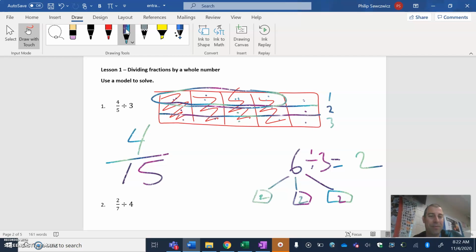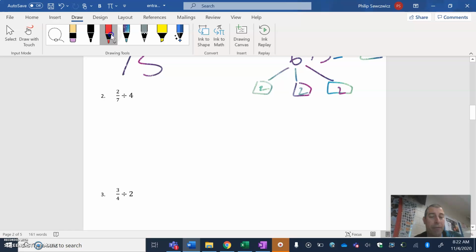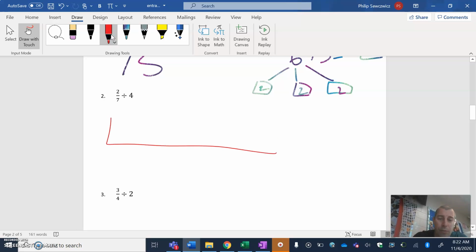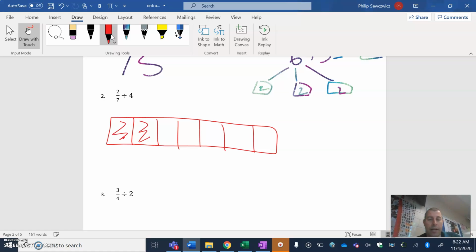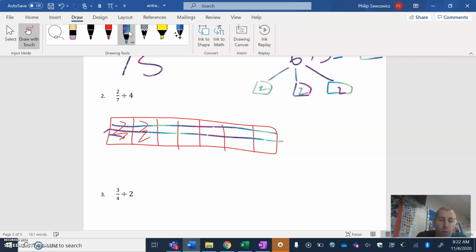Let's try this one. We're dealing with 2/7 and we're dividing it by 4. So again, we're going to draw out what 2/7 would look like: 1, 2, 3, 4, 5, 6, and 7. We're going to shade in 2 of them. And we need groups of 4: 1, 2, 3, and 4. Again, I like to number them just so I can see them.